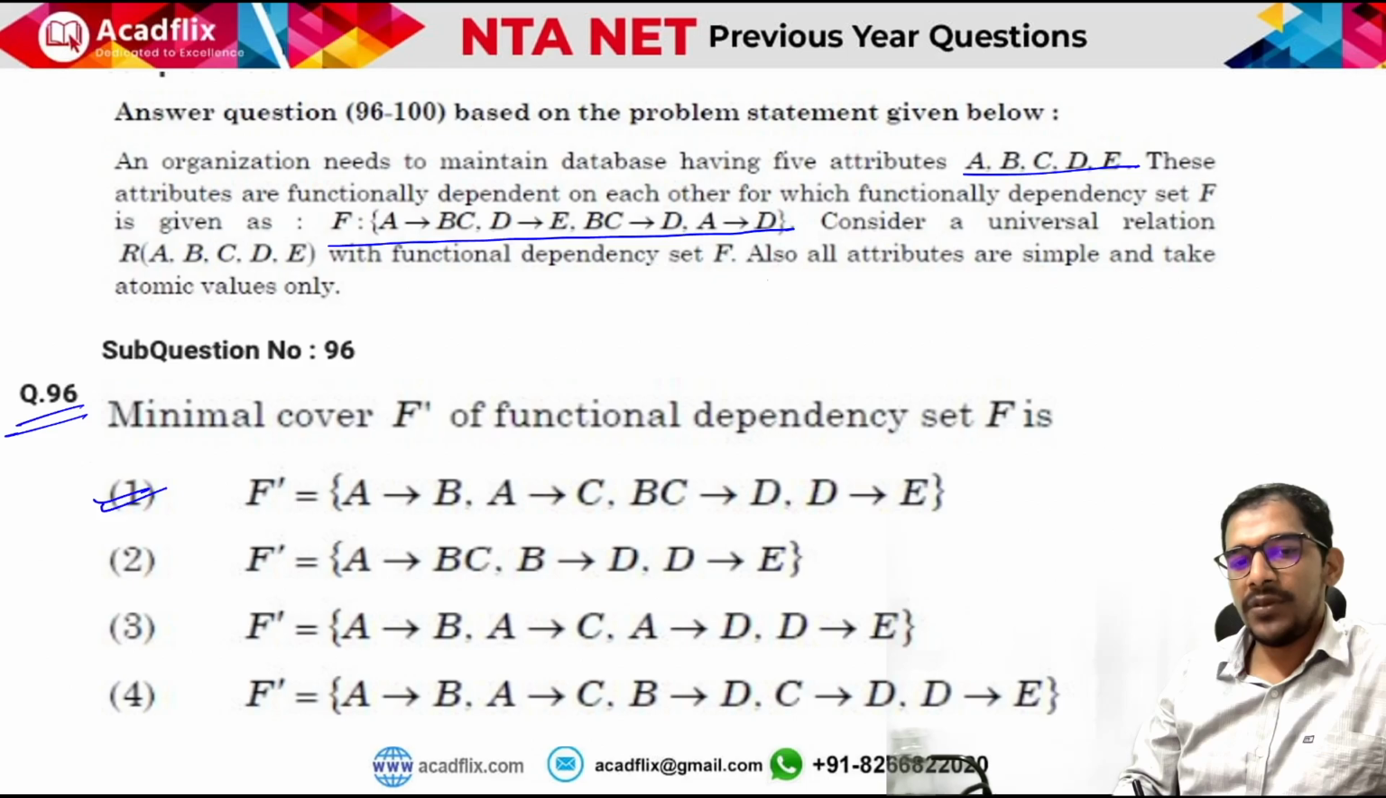So what is the problem in the other options? We have a tends to bc, we have b tends to d, so this is wrong. A tends to b, a tends to c, a tends to d, this is wrong because a tends to d is removed. A tends to b, a tends to c, b tends to d, c tends to d, we do not have any functional dependency like this. So option 1 is the right answer.